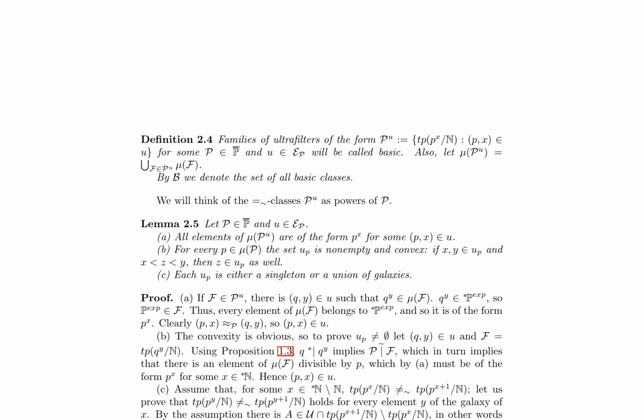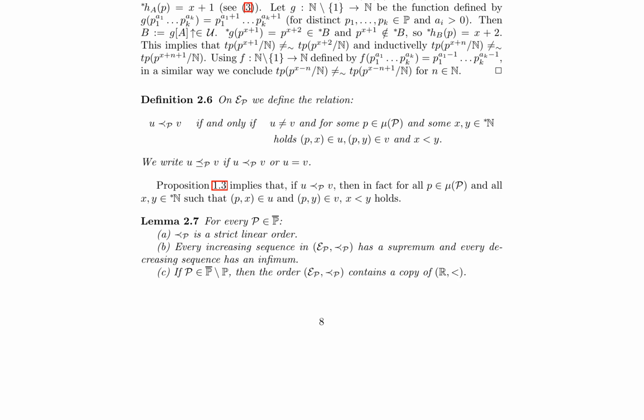Properties of basic ultrafilters are established in Lemma 2.5, including that all elements of μ(P_U) are of the form p^x, and that for every p ∈ μ(P), the set U_p is non-empty and convex. Definition 2.6 introduces a relation ≺_p on E_p, where U ≺_p V if and only if U ≠ V and there exist p ∈ μ(P) and x, y ∈ *N such that (p, x) ∈ U, (p, y) ∈ V, and x < y.